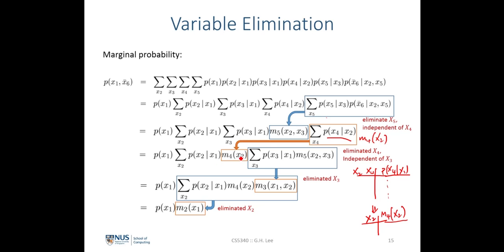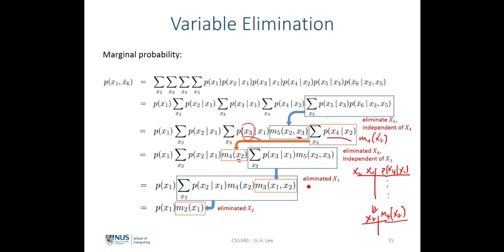And now we see that the next marginalization that we are going to process will be the marginalization over X3. The message M4 of X2 consists of only X2, so it is independent of X3, and we can pull this message out of the summation sign of X3. The message that we have seen earlier, M5 of X2 and X3, consists of X3, so it must be within the summation sign of X3. There's also one other term, the conditional probability of X3 conditional upon X1, which consists of X3. So we need to put these two terms inside the summation sign.